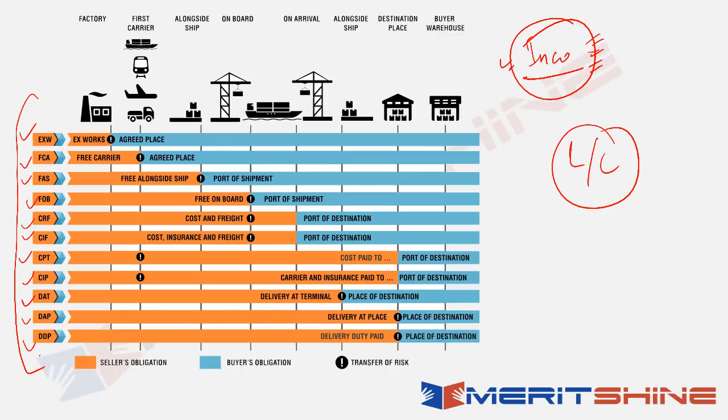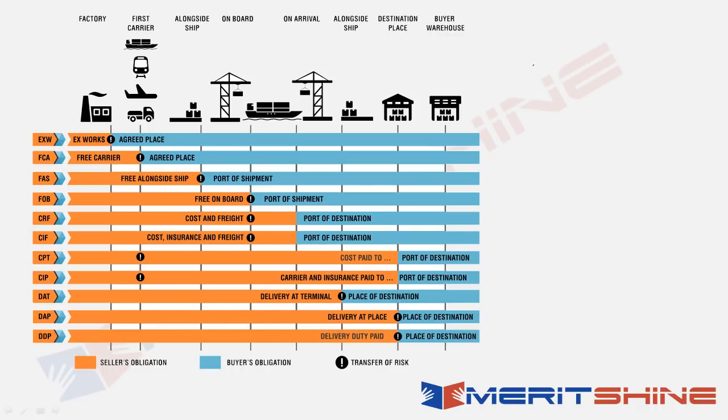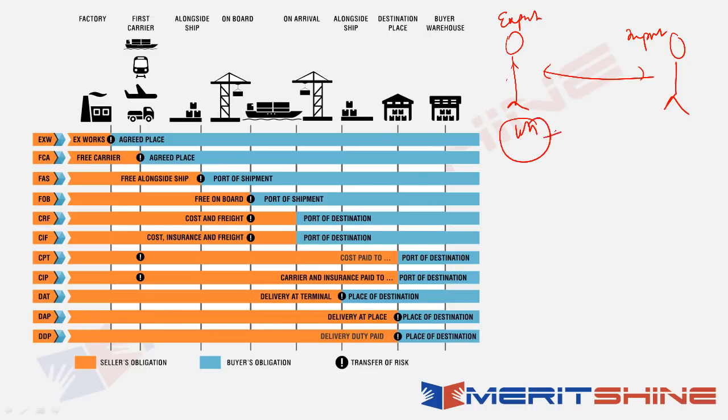Let me just explain it to you. Suppose I as a buyer here, I am an importer, and this guy is the exporter. Now he says, I want to buy from you, but he says, boss, I have very little expertise. I do not even have a forwarder. You have to come to my warehouse and buy the goods from me. So if he says you have to come to my warehouse and buy, then this importer has to arrange Ex Works.